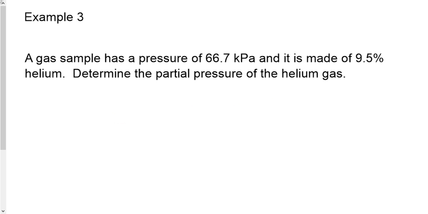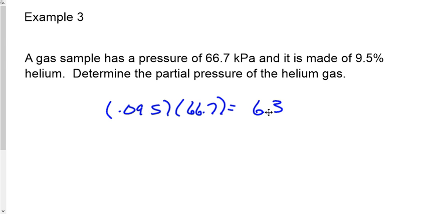All right, in our last example, example 3, a gas sample has a pressure of 66.7 kilopascals, and it's made of 9.5% helium. Determine the partial pressure of helium. So all I have to do here is take 9.5% of the 66.7. So I'm going to take 0.095, and I'll multiply that by 66.7. And that'll equal 6.3. Notice how I'm writing out to the tenths place, but I'm not writing units. The answer for this would be kilopascals, of course.